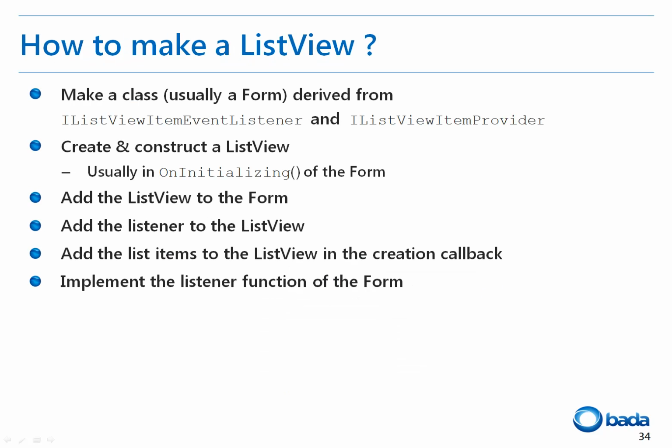Now, let's look at the steps which need to be followed to implement a list view. First, a class usually derived from a form, the event listener, and item provider listener are needed. Then, the list view is constructed and added to the form. The IListViewItemEventListener and IListViewItemProviderListener are registered to listen to events. Finally, all the event handlers should be implemented. We'll take a look at these steps with sample code shortly.